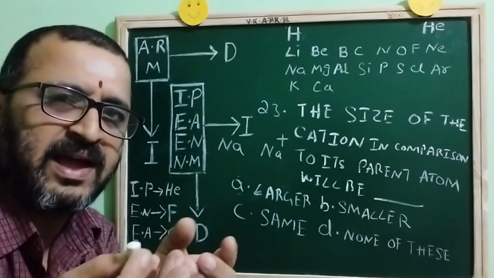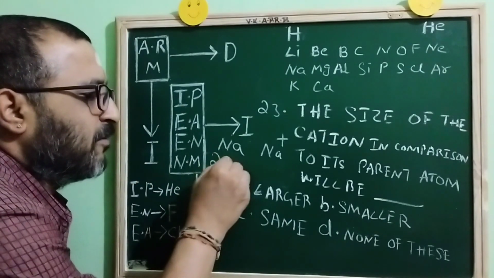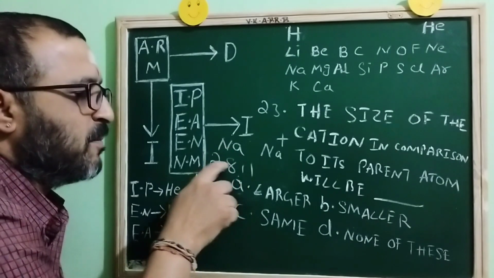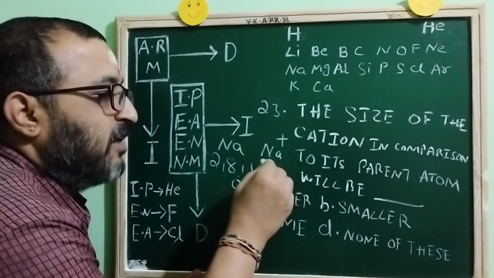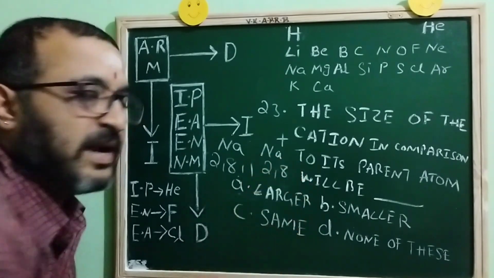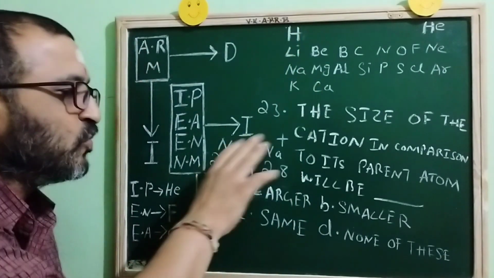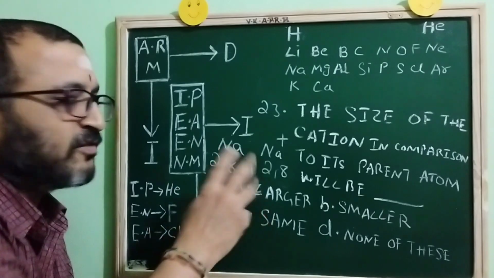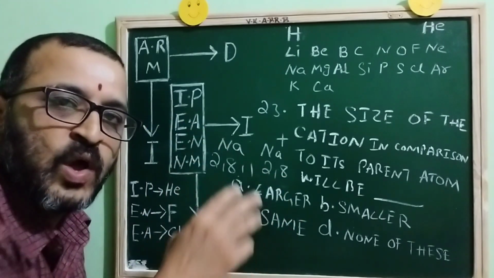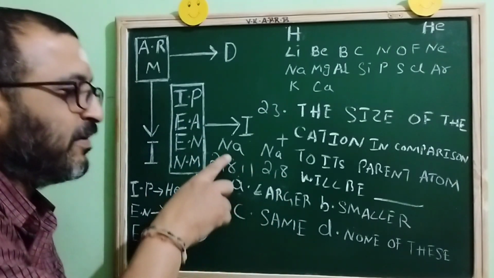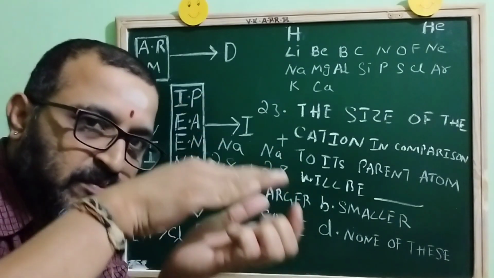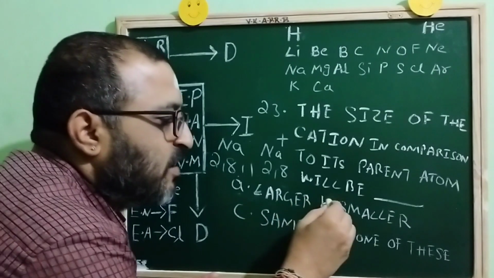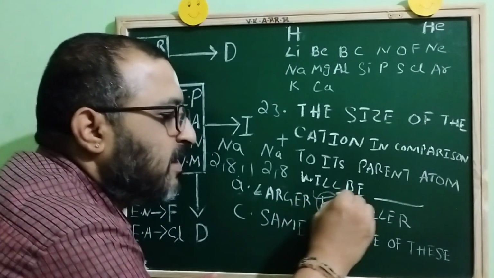Children, for your level, we'll do it in a very simple way. The electronic configuration of sodium is 2, 8, 1, which has how many shells? 3 shells. And the configuration of Na plus is what, children? 2, 8, because it has lost 1 electron. Now use your brain and tell me, this one has 3 shells and this one has 2 shells. Which is big and which is small? Yes, obviously Na is larger and Na plus is what? Smaller. So the answer for this question will be option B, that is smaller.